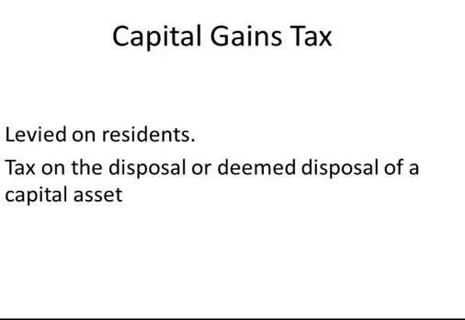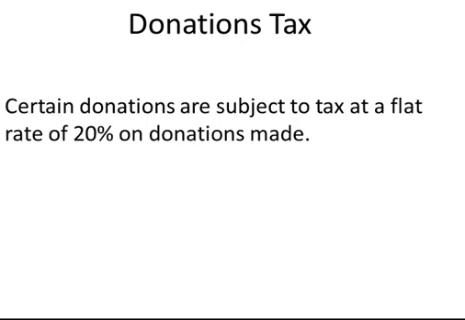The other tax that we levy, and as you can see we do levy a hell of a lot of taxes, is capital gains tax. Capital gains tax is levied on residents and those people deemed to be in residence. It is a tax on the disposal or deemed disposal of a capital asset, and we levy an amount depending on the inclusion rate, be it a natural person or a corporate entity.